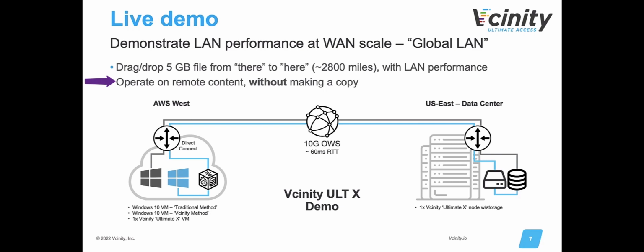The only difference is we're using the Vcinity nodes as mount points to that remote data. We'll get more into that in just a bit, but just know that that's the only difference. All the plumbing is the same, the local area network, the wide area network. Now we do have our Vcinity tunnel configured at 1 gigabit per second for this demo, and the latency, as you see, is roughly 60 milliseconds round trip. So let me bring up those screens. We'll get into the demo.